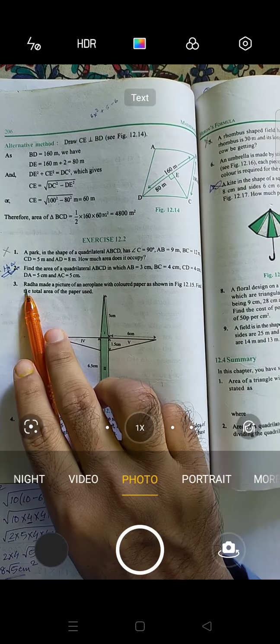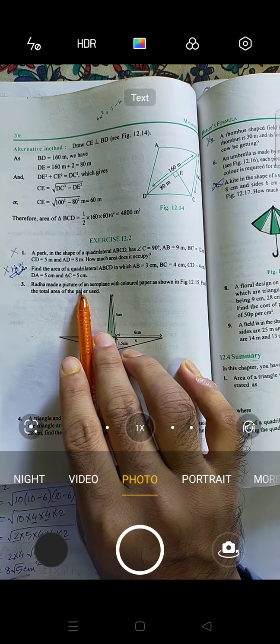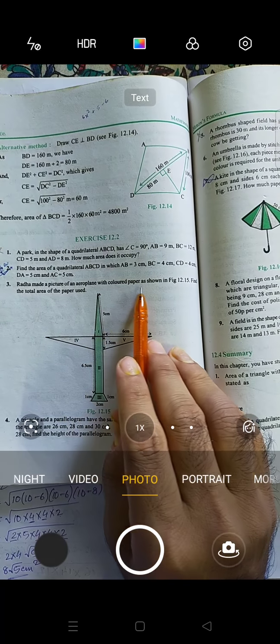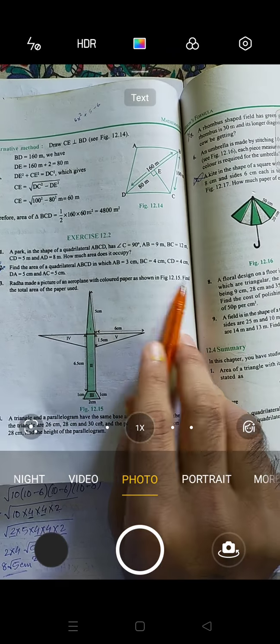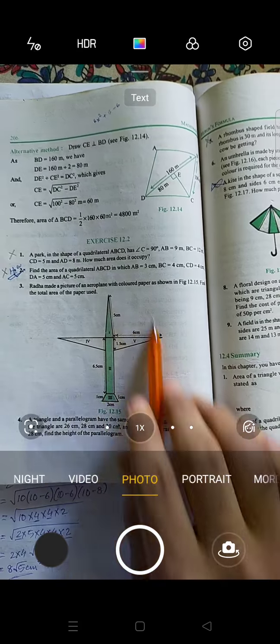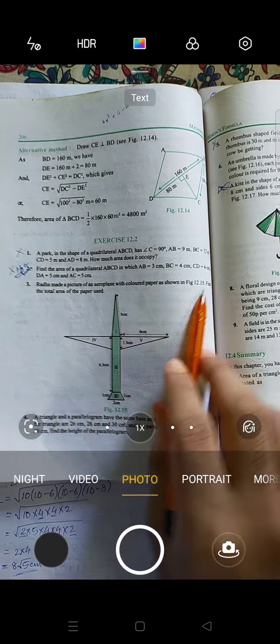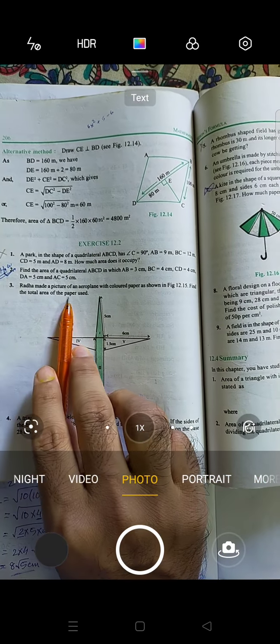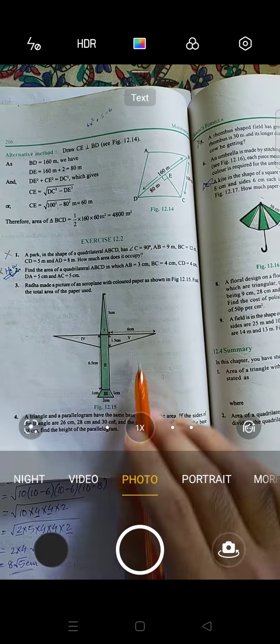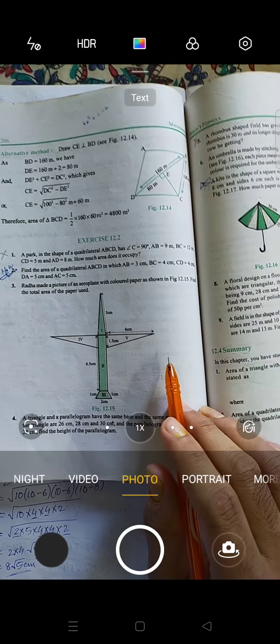Now in the question it is said that Radha made a picture of an aeroplane with colored paper, as shown in the figure. So this is the figure, like an aeroplane. Find the total area of the paper used. That means you have to find the total area of this plane.